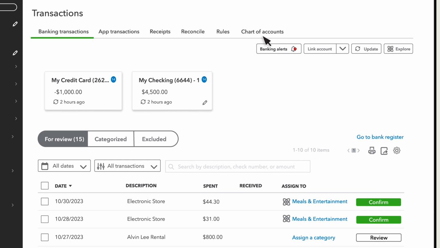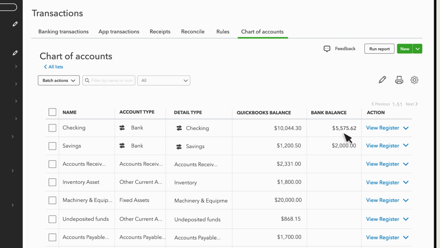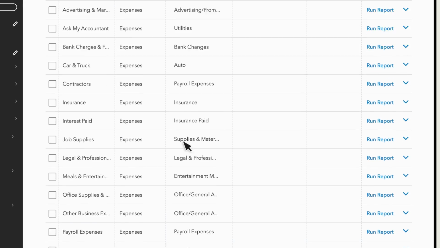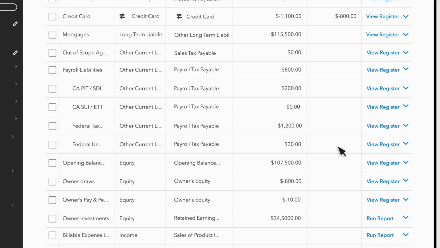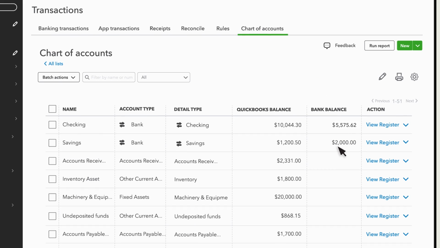Back on the chart of accounts, the balance for the bank account decreases by what you spent on the staplers. But down in the office supplies expense account, you don't see a balance, like you do with the accounts at the top. Let's look closer at the type of accounts to see why.